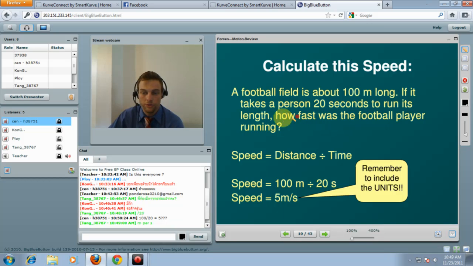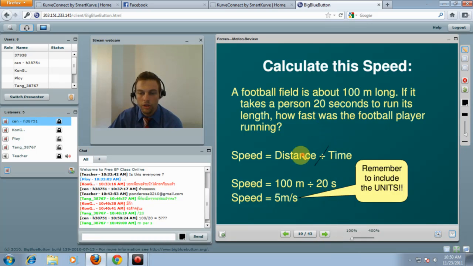Okay, so this is just a very simplified version. This is exactly what we just did. Distance over time, this is divided by, same thing, distance over time, 100 meters divided by 20 seconds, 5 meters per second. Remember to include the units, which you did very well.